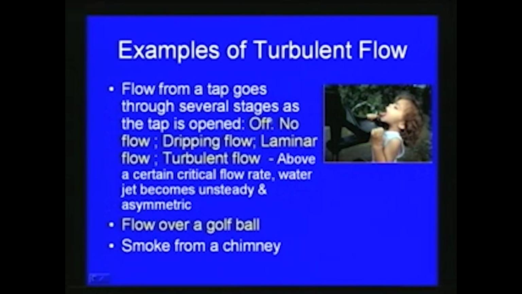Now, further to see the examples of turbulent flow, in this slide you can see that when we open a tap, as I mentioned, it passes through several stages as the tap is opened. Initially the tap is off, that means no flow, and then when the tap is slowly opened, as demonstrated here, the water comes slowly as drips, and it is called dripping flow. Then slowly increasing, you can see the flow becomes laminar, and then the continuous flow is there.